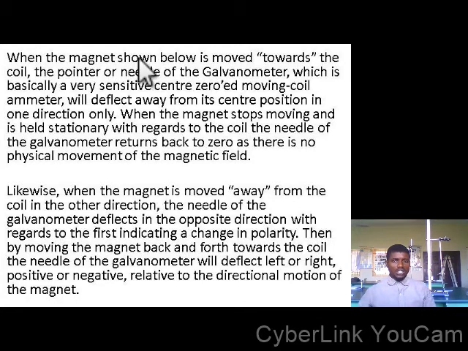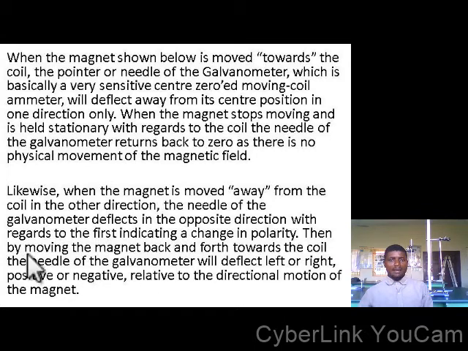When the magnet, as shown in what I just showed, is moved toward the coil, the pointer or needle of the galvanometer, which is basically a very sensitive center-zeroed moving coil ammeter, will deflect away from its center position in one direction only. When the magnet stops moving and is held stationary with regards to the coil, the needle of the galvanometer returns back to zero, as there is no physical movement of the magnetic field. Likewise, when the magnet is moved away from the coil in the other direction, the needle of the galvanometer deflects in the opposite direction with regards to the first, indicating a change in polarity.